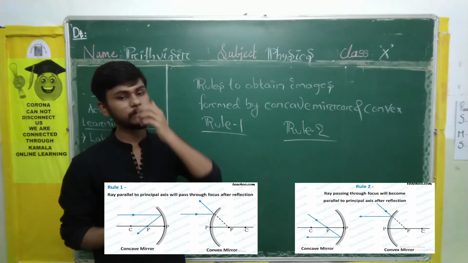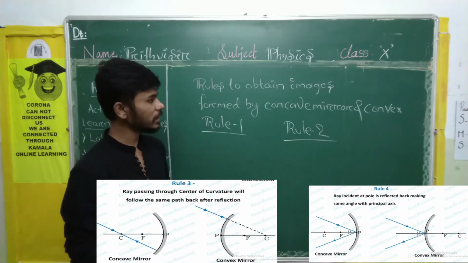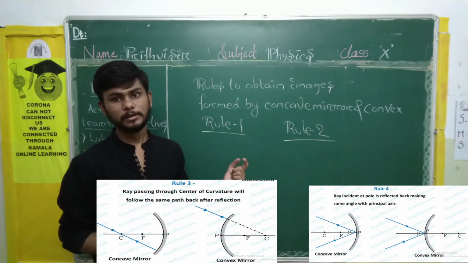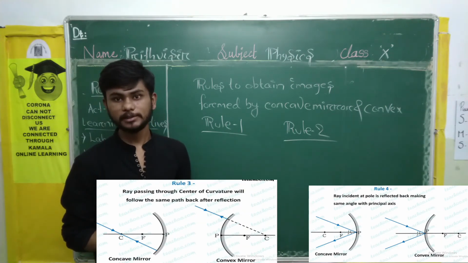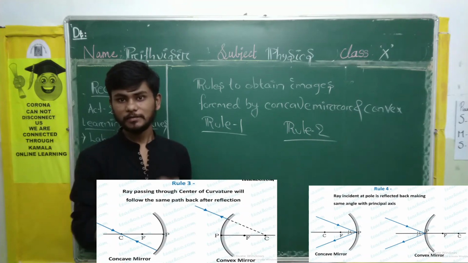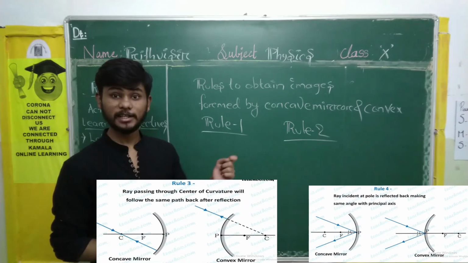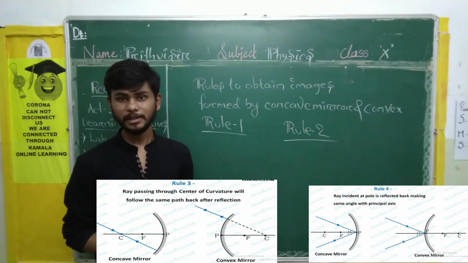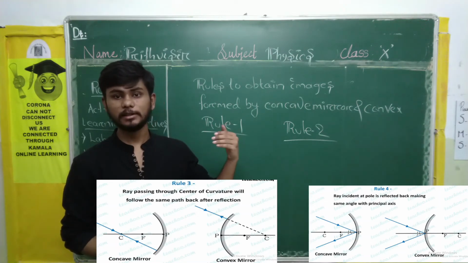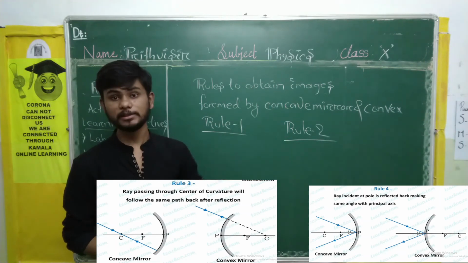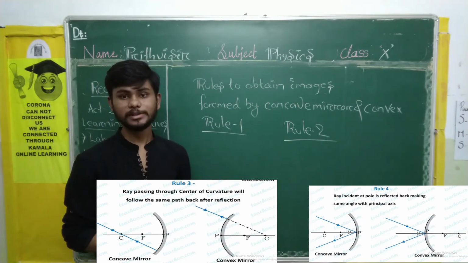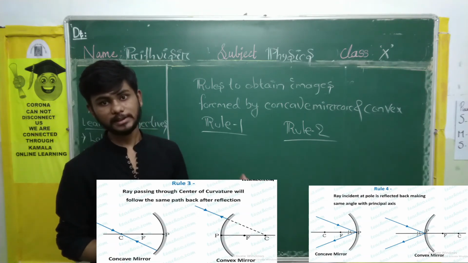Next up, students, next is our what? Yes, center of curvature. Here also it will follow the same path. If it is going through the center of curvature, it won't deviate, it will follow the same path. And last but not the least, if it is striking at the pole, what will happen? Same thing, it will go by making an equal angle as it has done in our previous concave mirror, follow the same path. Okay, students, these are the rules.